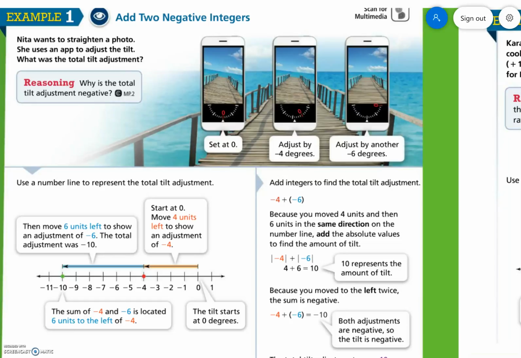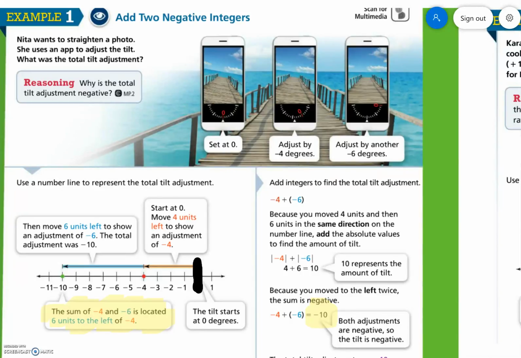So here on the number line, we are starting at 0. Her first movement was to go back 4, so 4 units left, and then going back 6 more. So the sum of -4 and -6 is located 6 units left of -4 to give us a total of -10.